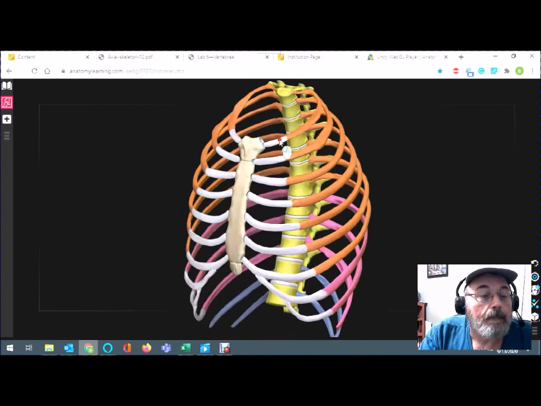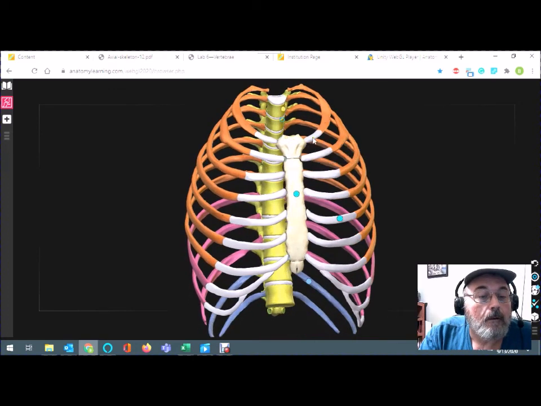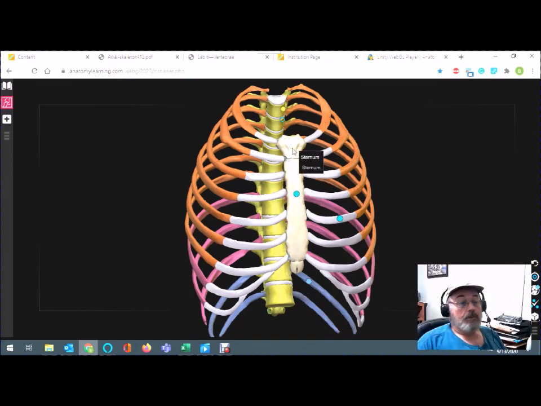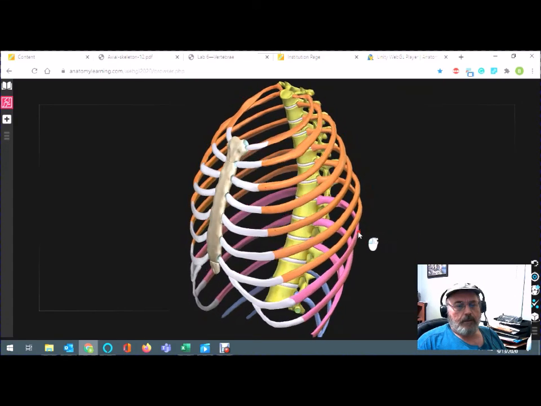Now, the ribs, we have seven of these that attach directly to a vertebra and then go and attach to the sternum itself. The sternum is made up of three portions. We've got this upper portion called the manubrium. We've got the body. And we've got the xiphoid process. I'll show you a different image of that in a little bit.